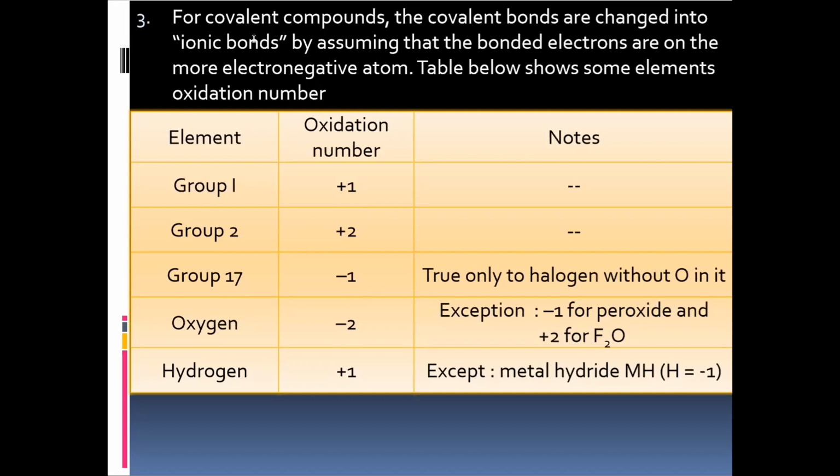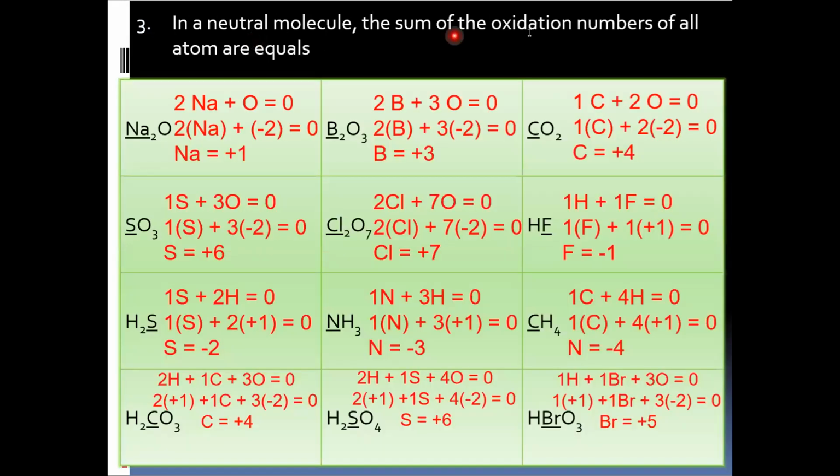Okay, now, in a neutral molecule, the sum of the oxidation numbers of all atoms is equal to 0. So whenever you have a neutral molecule, for example, disodium oxide, by the time you sum up the oxidation numbers, it must be equal to 0 because it is a neutral molecule. You can see also we have here boron oxide.